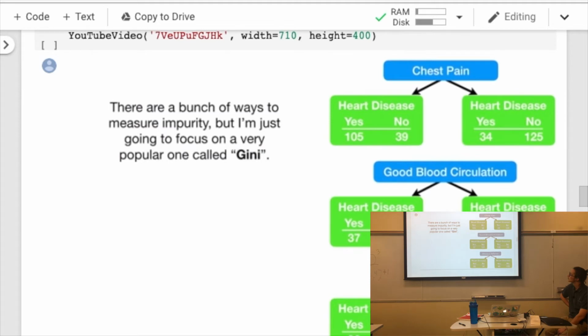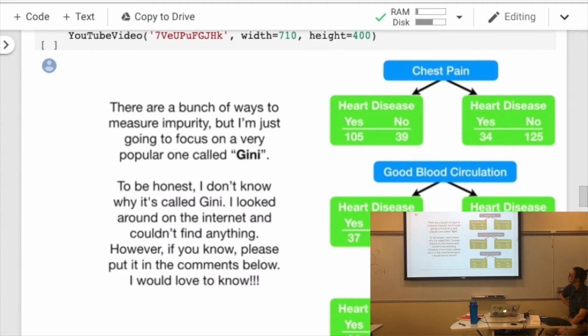called Gini. To be honest, I don't know why it's called Gini. I looked around on the internet and couldn't find anything. However, if you know, please put it in the comments below. I would love to know.